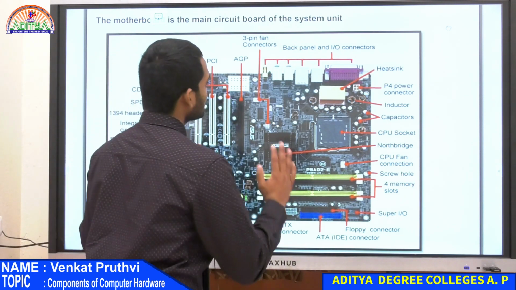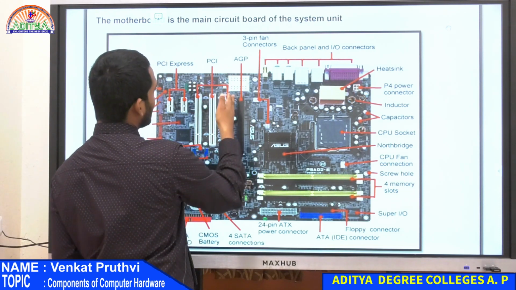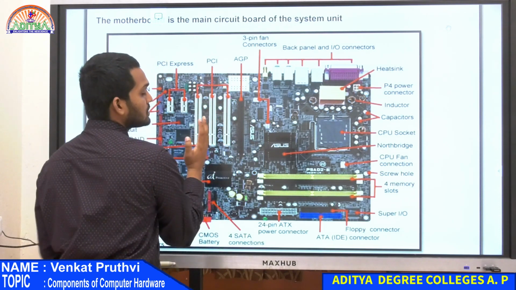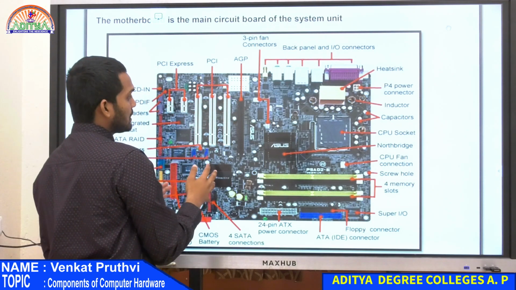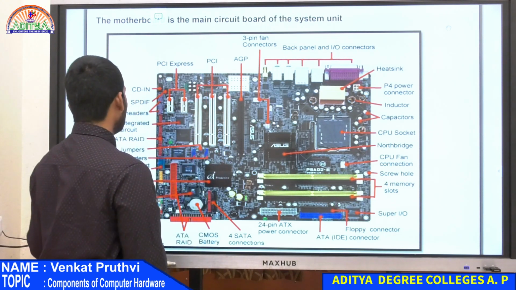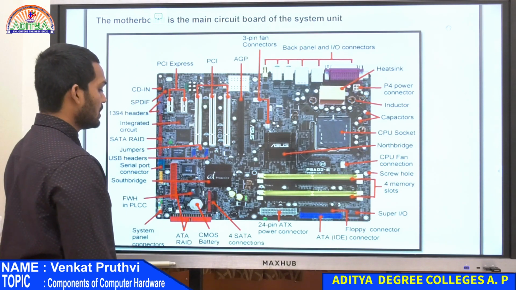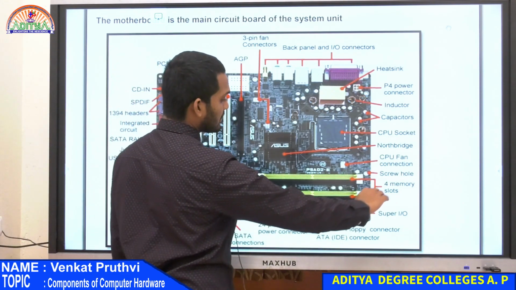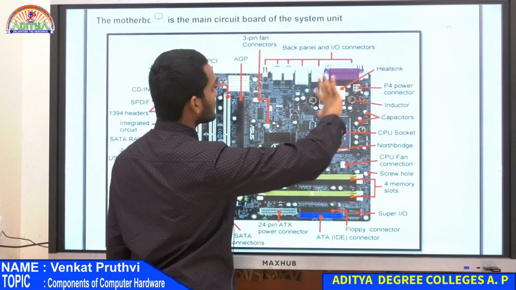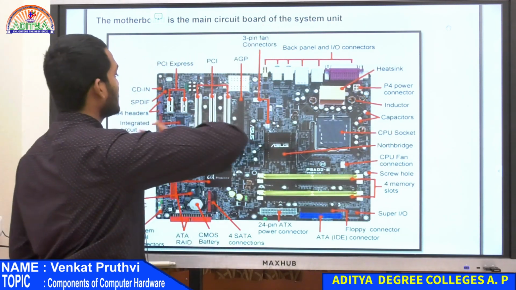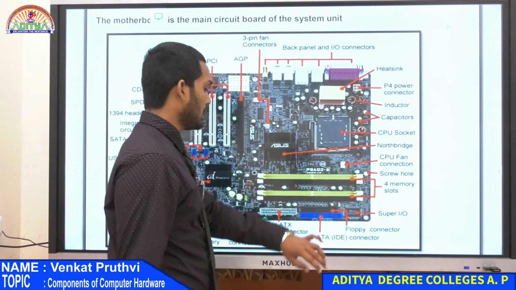So as of now just try to understand PCI Express, PCI, AGP. AGP is for graphics, and I told you about peripheral components, which is what all are the main other components that need to be connected to this motherboard. They are all connected to this PCI, and then we have our USB headers, then the system panel connections, CMOS battery, floppy connector, memory slots, CPU socket, and CPU fan, heatsink, and your input output connections. So if you try to understand at least this much from this diagram, it will be very useful.